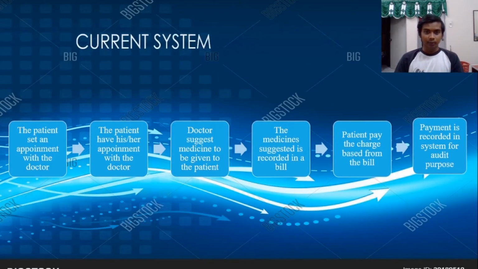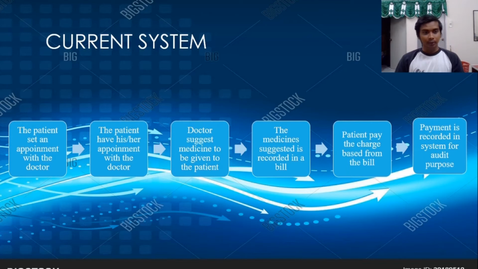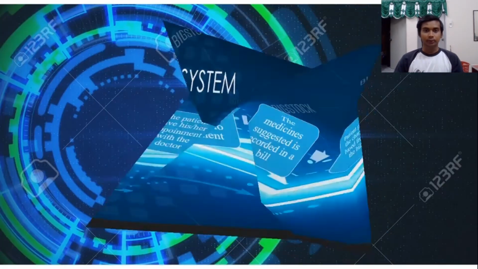This is the current system. The first step is the patient sets an appointment with the doctor, and then the patient sees the doctor. When seeing the patient, the doctor suggests medicine to be given to the patient. The medicine suggested is recorded in a bill. Then the patient pays the charge based on the bill, and the payment is recorded in the system for audit purposes.